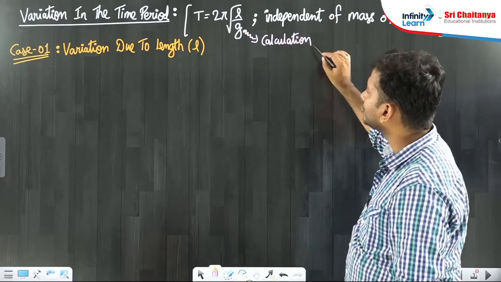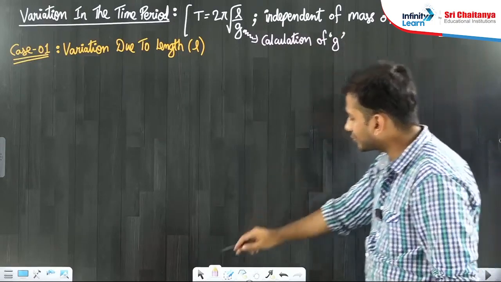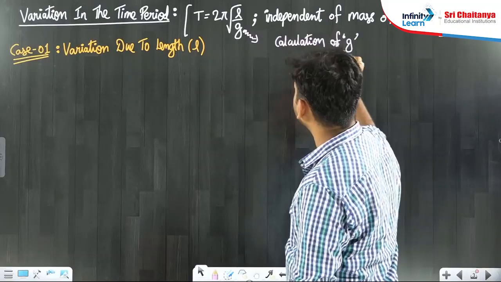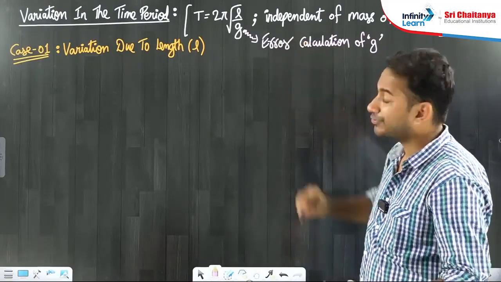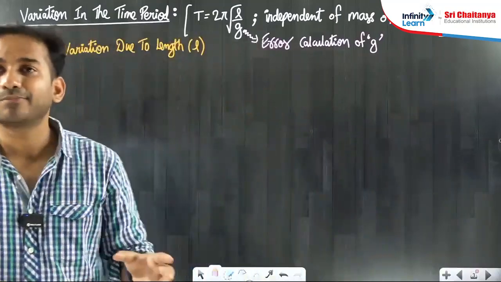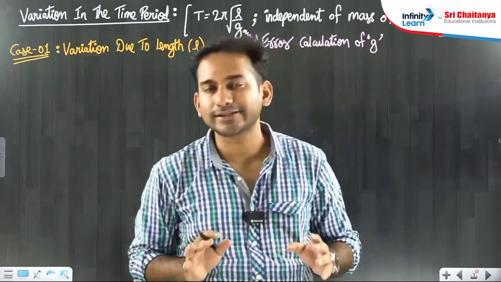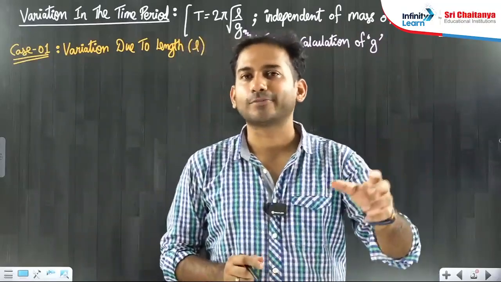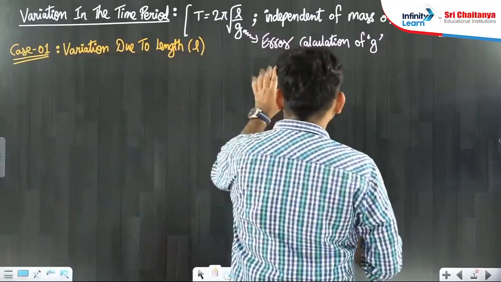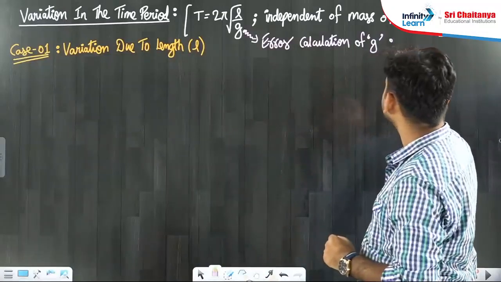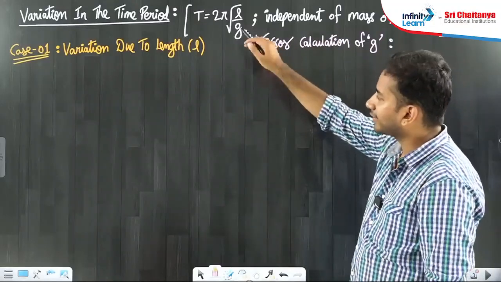This expression is also used in calculation of G, or rather error calculation in the value of acceleration due to gravity. The first chapter, units and measurements, has a very important section which gives you one problem in every year's exam. So blindly you can say that error propagation and combination is a topic from which the final exam will definitely bring a problem. So, error calculation of G: how to use this expression in order to calculate the error in the value of G.